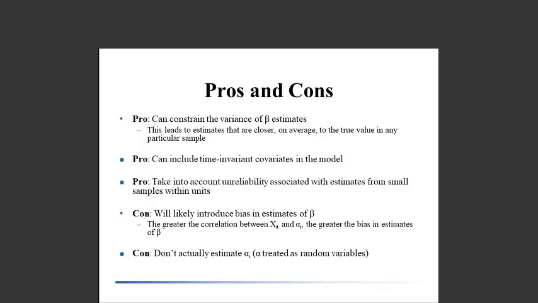So what are the cons? The main reason economists and others interested in causal inference do not favor random effects is because it almost inevitably breaks the assumption that there's no correlation between alpha_i and other covariates. And this will introduce bias in estimating beta. And the greater the correlation between covariates in the model and alpha_i, the greater the bias in the estimates of beta. Finally, a con may be that we don't actually estimate alpha_i in random effects models, and that might be of interest to some researchers as well.